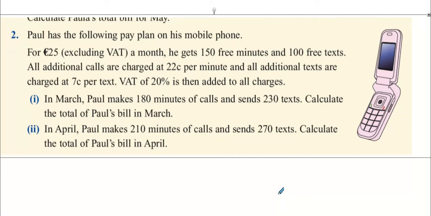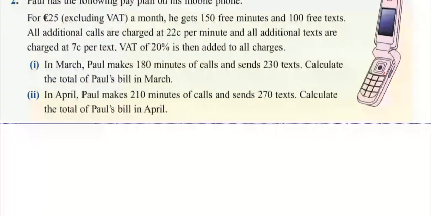Paul has the following pay plan on his mobile phone. For €25 excluding VAT a month, he gets 150 free minutes and 100 free texts. All additional calls are charged at 22 cents per minute and all additional texts are charged at 7 cents per text. VAT of 20% is then added on all charges.